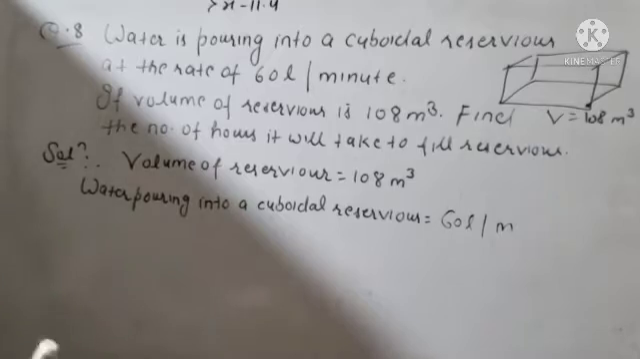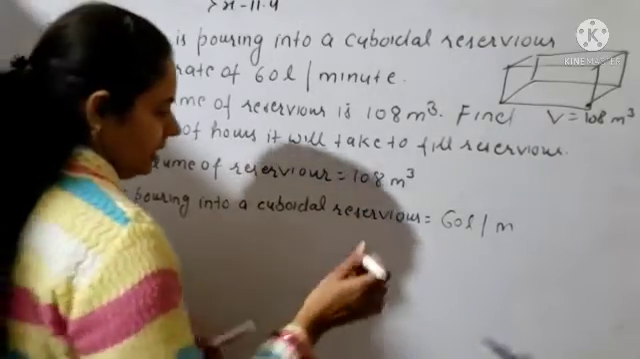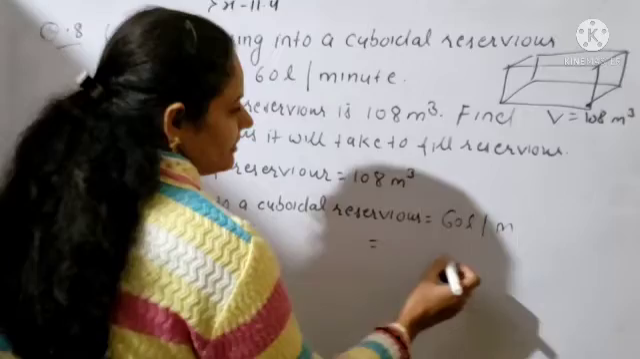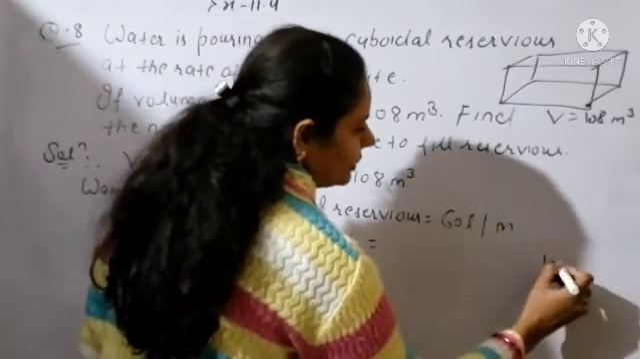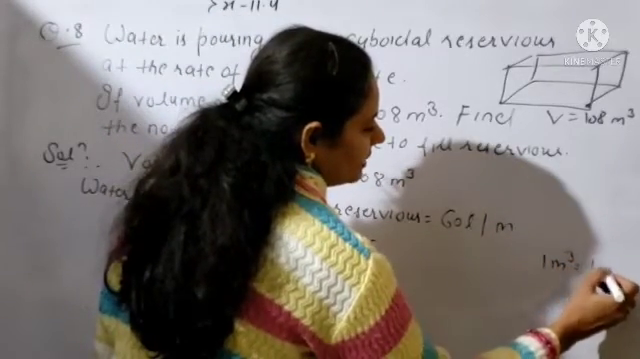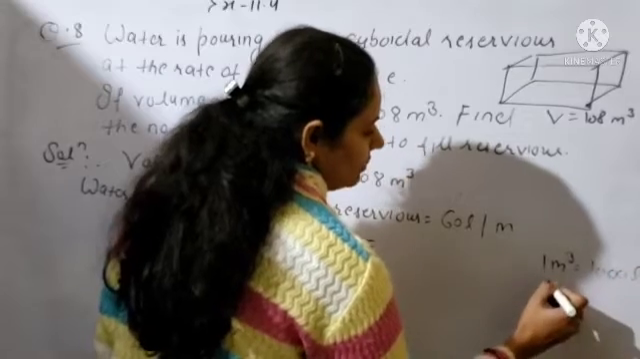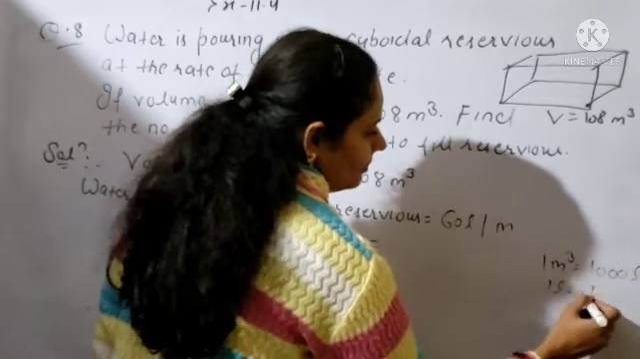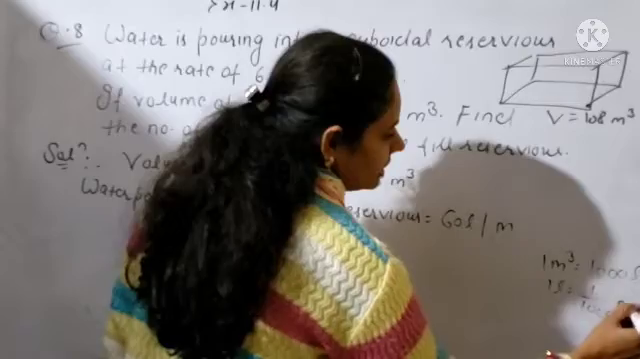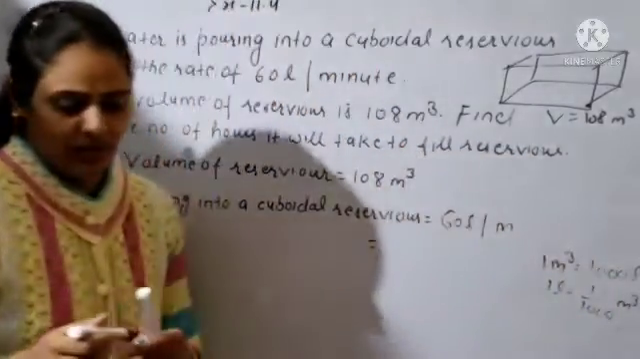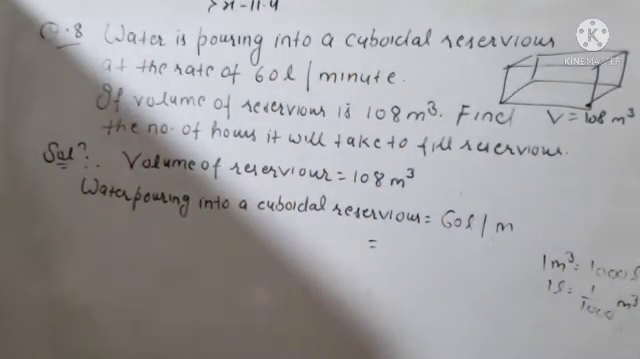Clear? Now you know very well, 60 liter per minute. It means 1 meter cube is equal to 1000 liter. So 1 liter will be 1 upon 1000 meter cube. Clear? Because you know very well 1 meter cube will be equal to 1000 liter.